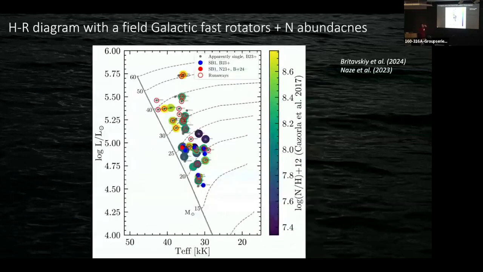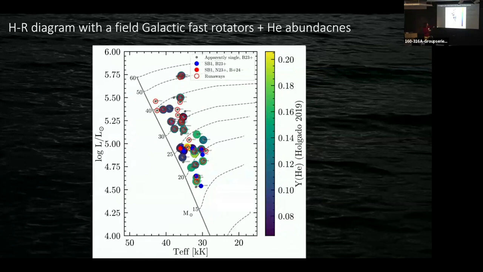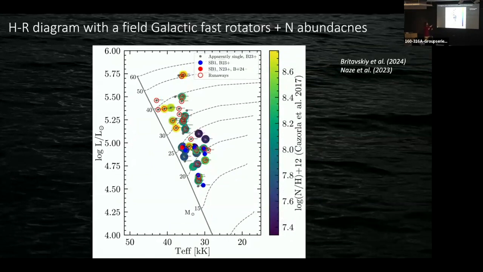Then, if we plot all of these targets on the HR diagram, we can see they are young, all close to the zero age main sequence. And also we can spot in terms of nitrogen abundances that around three stars, I mean, there are three stars which are really nitrogen enriched.